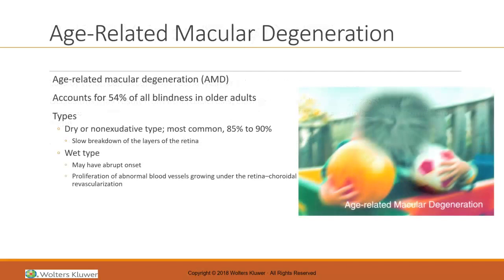Age-related macular degeneration. Your main risk is age. It accounts for 54% of all blindness in older adults. So it's the big boy. It's the one that causes the biggest problems. It can be dry or wet. Most commonly it's the dry, and that's a slow breakdown of layers in the retina. The wet type oftentimes has an abrupt onset.